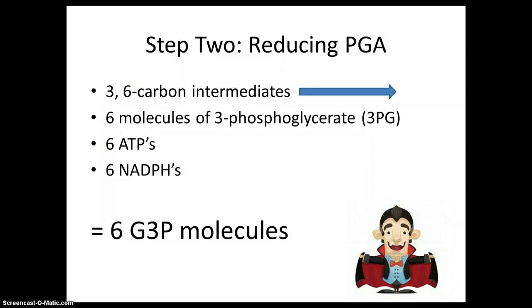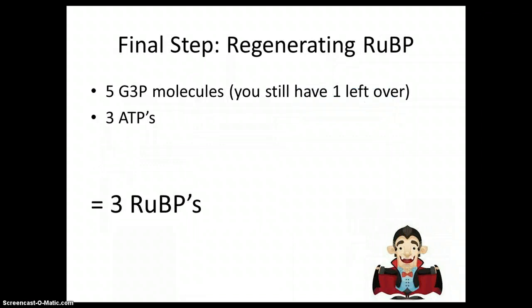The next step is reducing PGA. The 3 6-carbon intermediates will break down into 6 molecules of 3-phosphoglycerate, or 3PG. Keep in mind that each 3PG molecule has 3 carbons. Next, add 6 ATPs and 6 NADPHs, which came from the thylakoid factory, to your 3PG mixture. This will give you 6 G3P molecules.